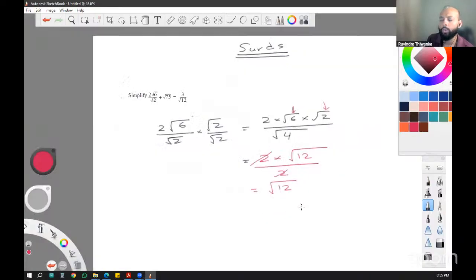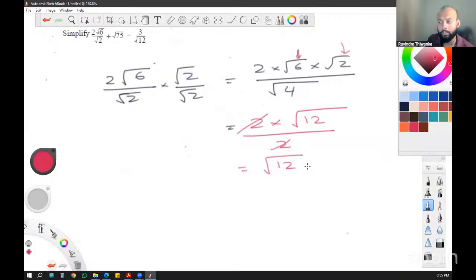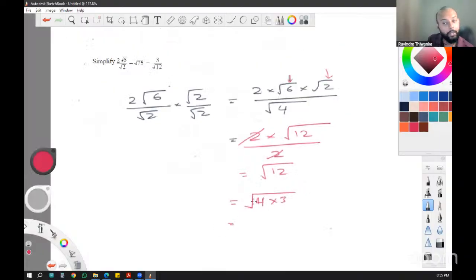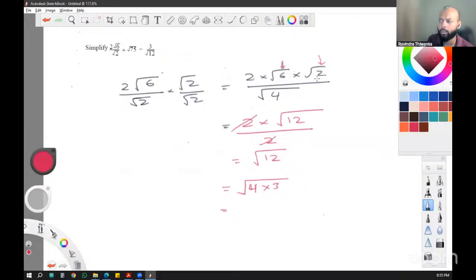Wait, root 12 also can be written like this, no? Root 12 can be written as 4 times 3. 4 is a perfect square number. 6 and 2, you can't. Those are not perfect square numbers. But when it comes to root 12, I can write it as root 4 times 3, because 4 is a perfect square number. Then this 4 comes out as 2, keeping root 3. That means this entire thing becomes 2 root 3, right?